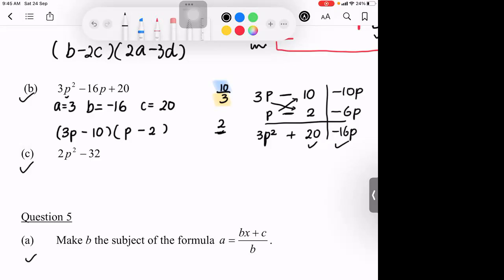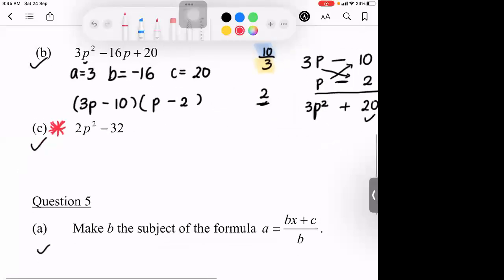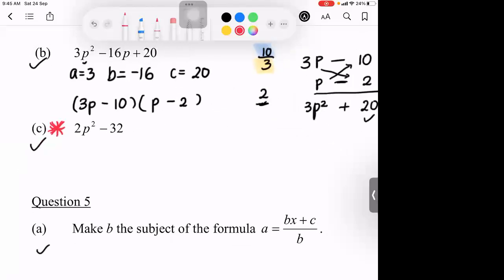Okay. Next question, this one over here. This one must study, put a star. Teacher's favorite type of question. Okay, now this one involves 2 steps. Number 1, check for common factor. Factorize out the common factor. 2P squared minus 32. The common factor can divide by the number 2. So I'm left with P squared minus 16.